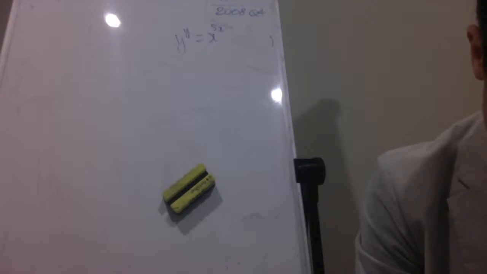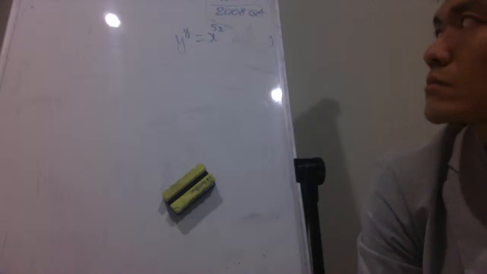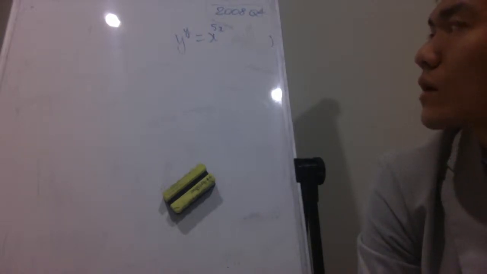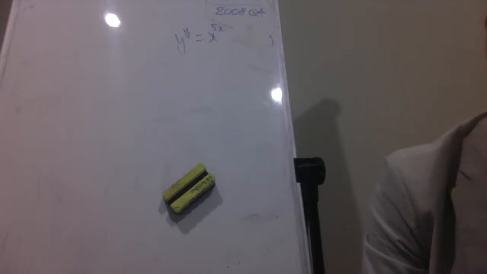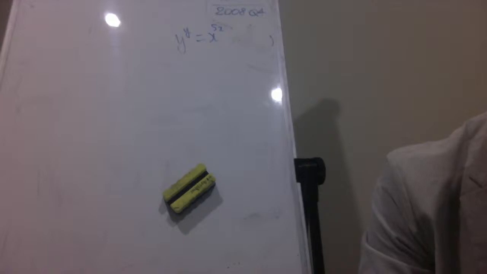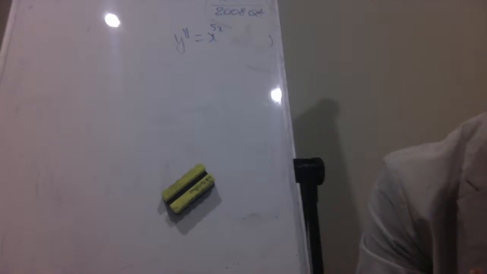Is y to the power of y over x equal to 1? No, because you can't. If you divide x to the power of 5x over x, it doesn't give you 1. It gives you x to the power of 5x minus 1. Okay, all the way around.